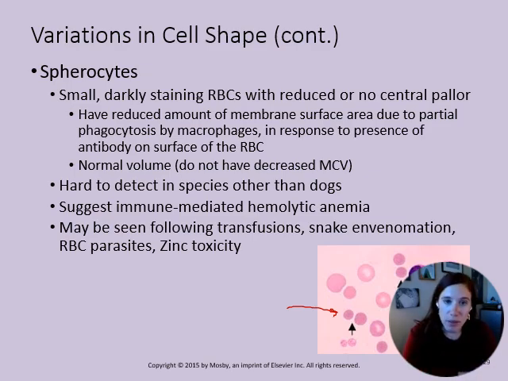We can see a normal volume, but we can also see a decreased MCV. They're hard to detect in species other than dogs, really. It can be suggestive of immune-mediated hemolytic anemia or IMHA, but you'd want to look at other factors too. What's that other test that we can do to look at IMHA that we talked about? Slight agglutination. Okay, we can do that agglutination test. And for the spherocytes, they may be seen following transfusions, snake envenomation, red blood cell parasites, and also we can see this in zinc toxicity.